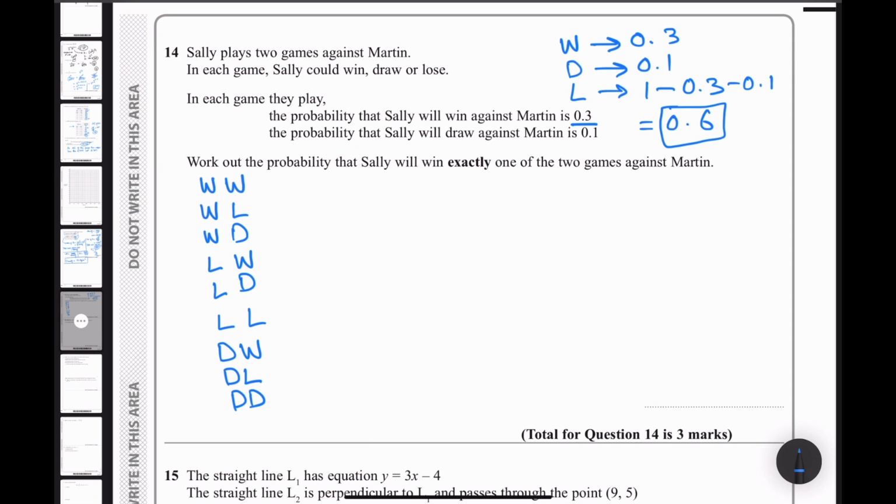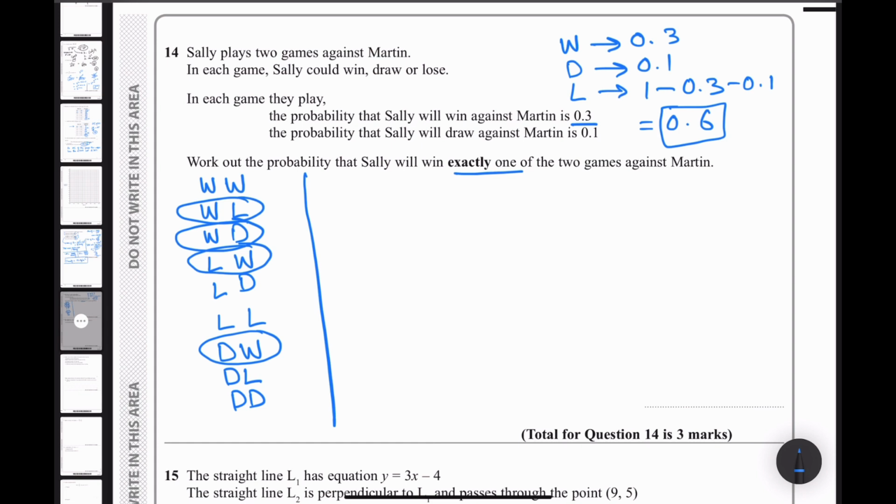It says should be exactly 1. She should win exactly one of the 2 games. So our combinations would be win-lose, win-draw, lose-win, and draw-win. We will find the probabilities of these combinations and then we will add them up.